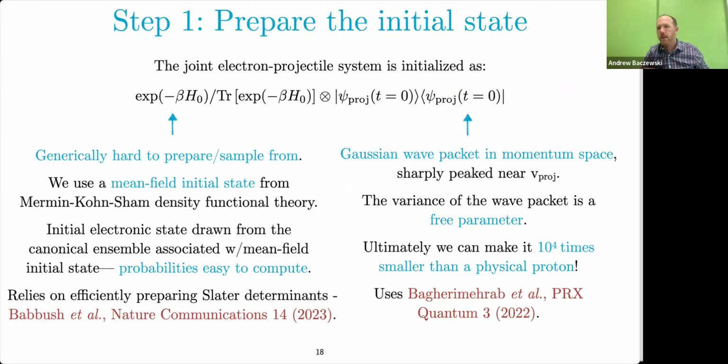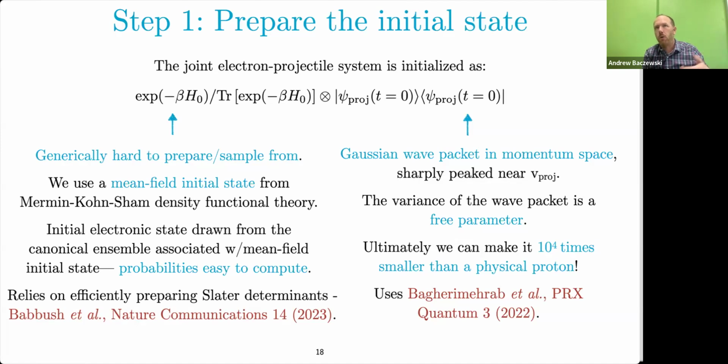From here, we now need to be able to prepare the initial state. There are two subsystems that we need to care about for the initial state. One is the electronic subsystem, and the other is the projectile subsystem. On the electronic subsystem, we're going to want something that looks like the Gibbs state, basically the thermal equilibrium state at inverse temperature beta.